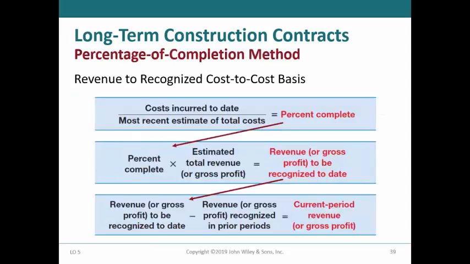This slide illustrates the cost-to-cost basis for recognizing revenue under the percentage of completion method. The first calculation of percent complete divides the cost incurred to date on the contract by the total estimated cost to complete the contract. This percent is then applied to the estimated total revenue or gross profit on the contract to date. Then any previous revenue or gross profit already recognized is subtracted from the estimated total revenue or gross profit to determine the current period revenue or gross profit. We will illustrate this method in the next slides.